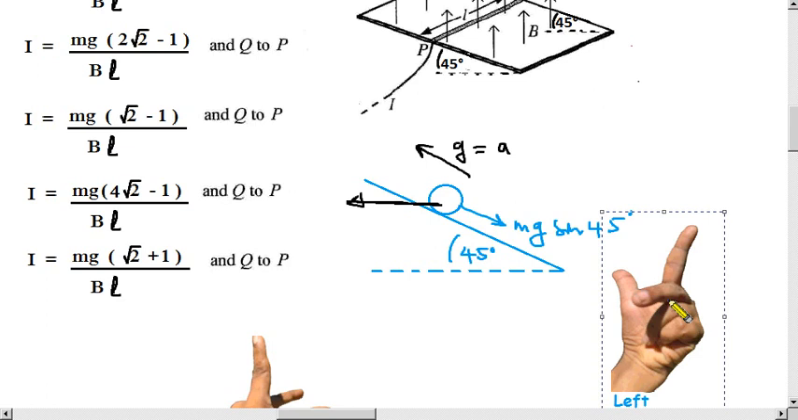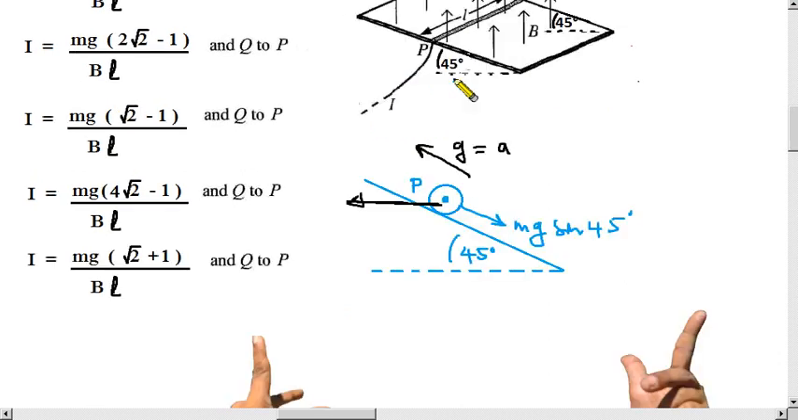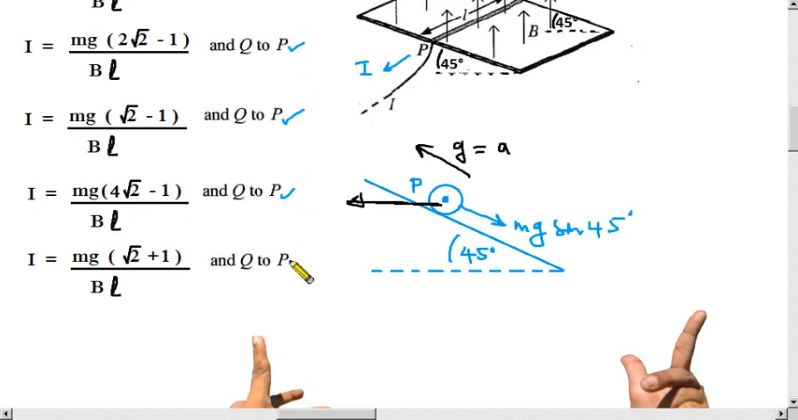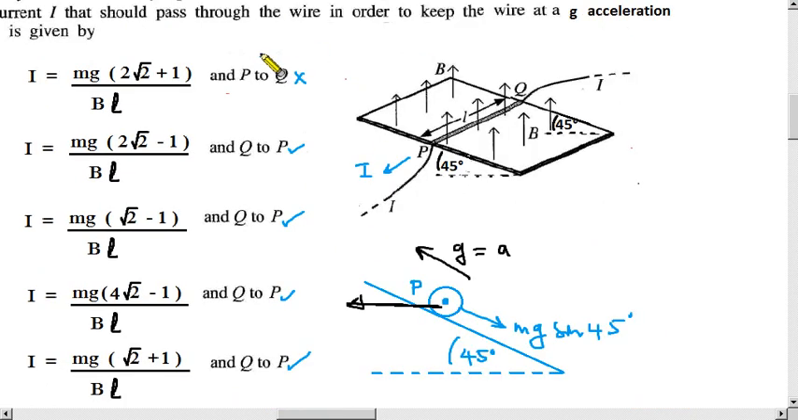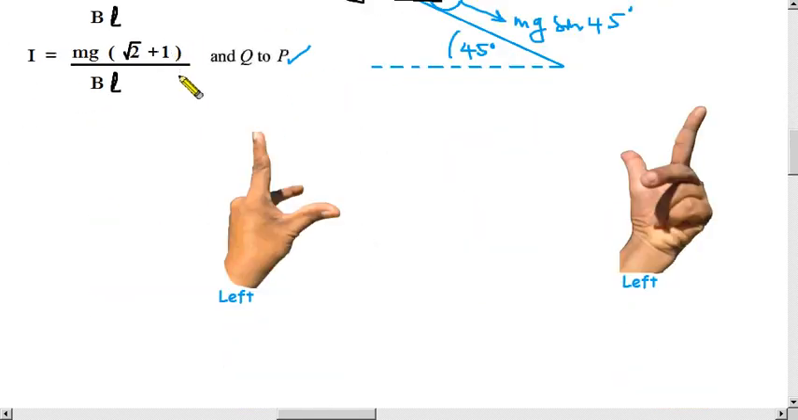So now we know the direction of the current is out of the paper, so we can draw a dot here, out of the paper. The point P is here, so out of point P the current should come like this. Then Q to P is correct, P to Q is wrong. For the moment we know these answers are correct. Now let us try to find out the magnitude.